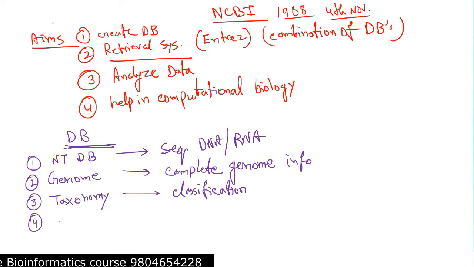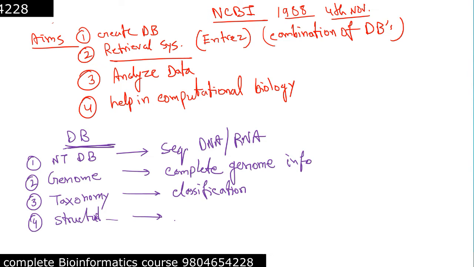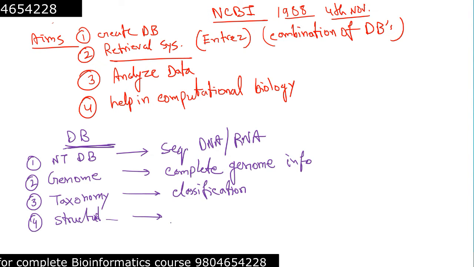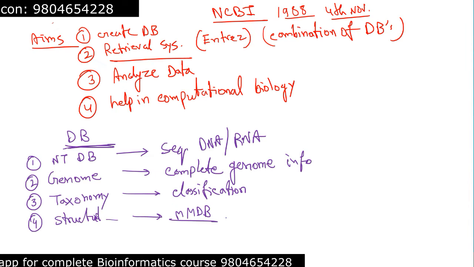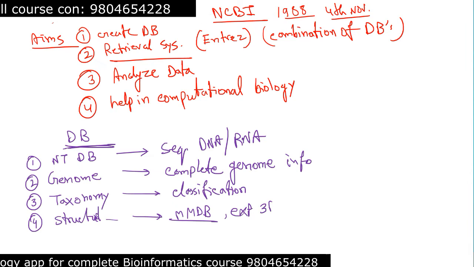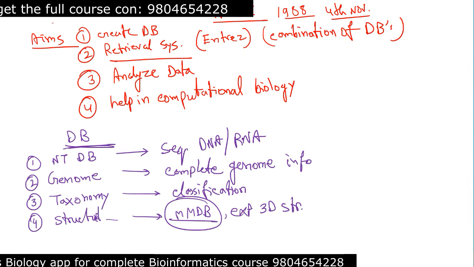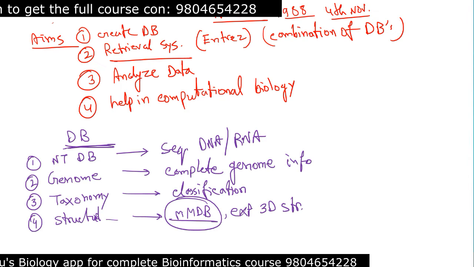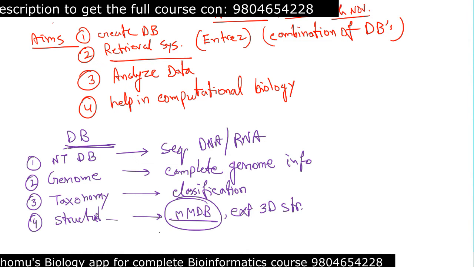What else do we have? Structural database. The example of such kind of structural database is the molecular modeling database, MMDB, and we have experimental 3D structure. That is the molecular modeling database, where the 3D structure modeling is prepared and the information is stored based on the structure of the primary sequence of the protein.